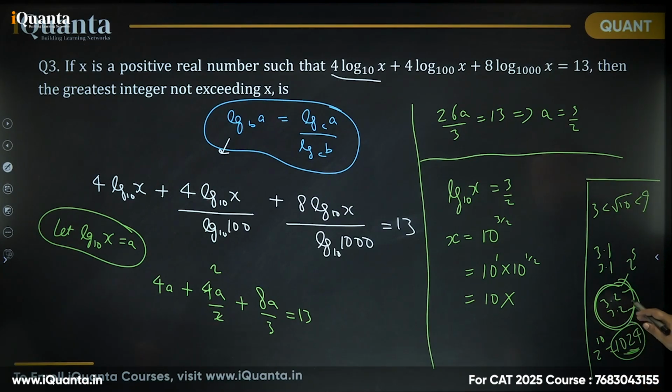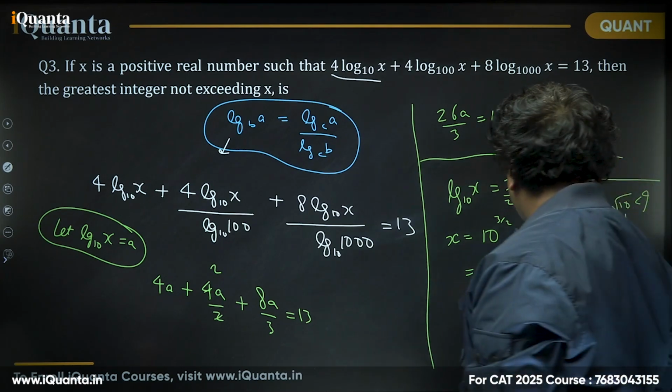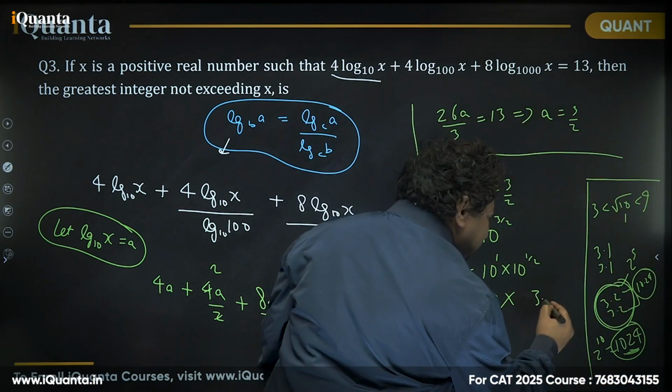So 3.2 has exceeded the value of 10, right? 32 multiplied by 32 is 1024. If I multiply 3.2 into 3.2, I'll get 10.24. Is that right? Which will be greater than 10. So basically, this root 10 must be lying between 3 and 3.2. So it should be approximately 3.1 something.